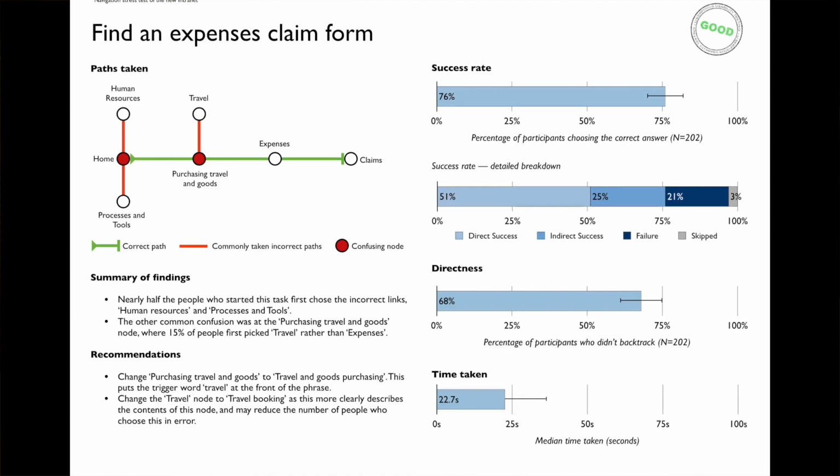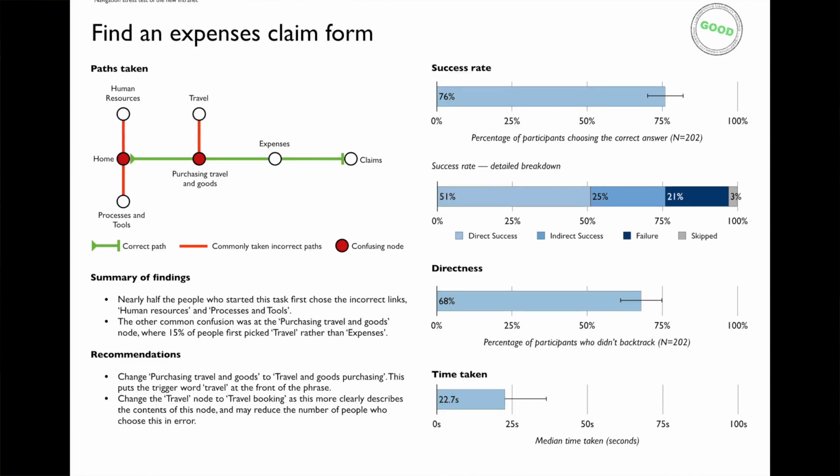I also broke that down into a detailed breakdown. So some people were directly successful. By that I mean they went straight to the correct answer. Some people need to backtrack. I call that an indirect success. And then there were people that obviously failed the task. And the third one on the right hand side, you can see here, I've labelled it directness. That was the people who didn't backtrack.